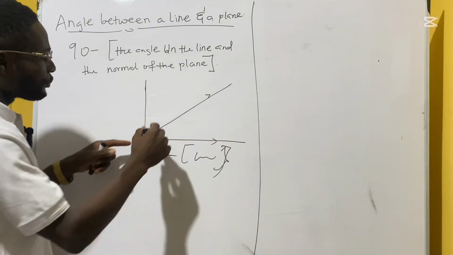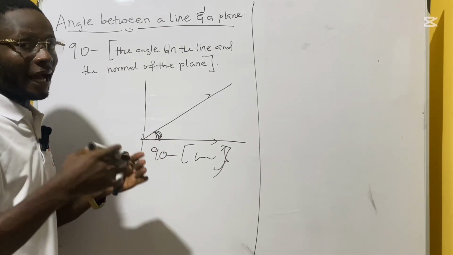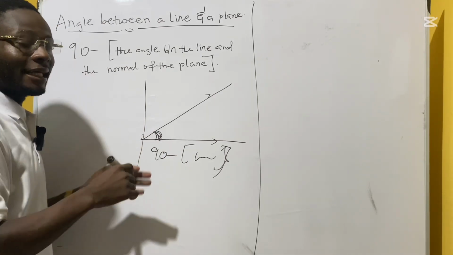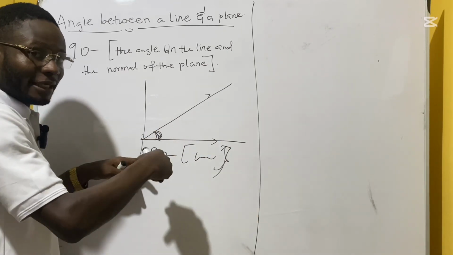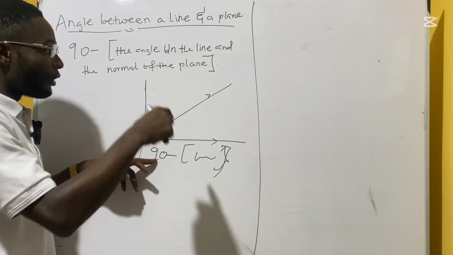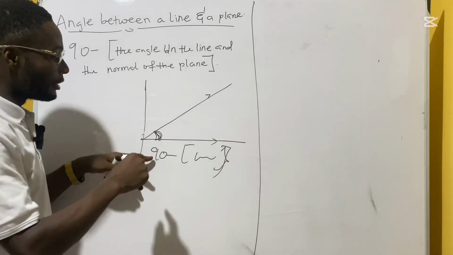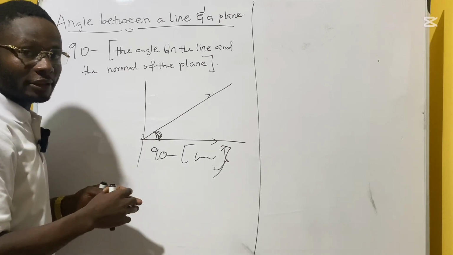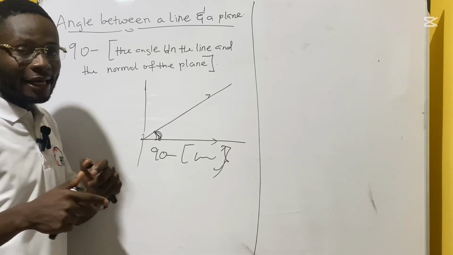So basically, if you are interested in taking the angle between a line and a plane, you have to take the angle between the line and the normal of the plane from 90 degrees, and that will give you your angle between the line and the plane.